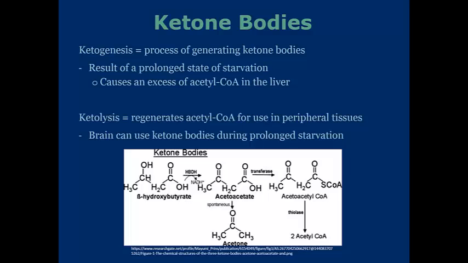The other type of energy source that you'll often see used is ketone bodies via ketogenesis, which is the process of generating ketone bodies. This only occurs during prolonged states of starvation. It's going to cause an excess of acetyl-CoA in the liver, though. Ketolysis regenerates acetyl-CoA for use in peripheral tissues. Note that the brain can use ketone bodies during prolonged starvation.